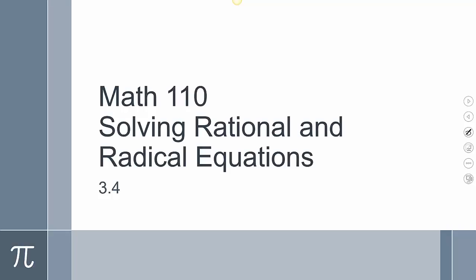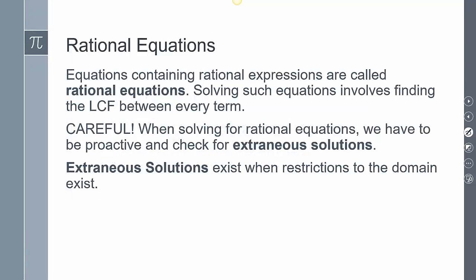Math 110, Solving Rational and Radical Equations, Section 3.4. With our rational equations, all it is are equations that contain rational expressions. Now when we solve for these, we have to find the least common factor or the least common denominator, however you want to phrase it, between every single term.